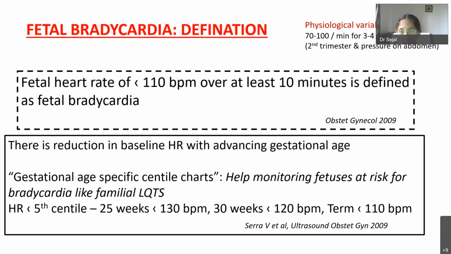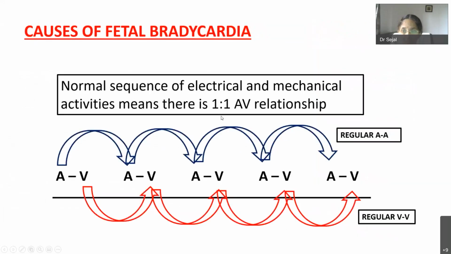So in the third trimester, any heart rate less than 110 beats per minute is abnormal, and this is what is fetal bradycardia. But remember that rates between 100 and 110 also cannot be considered completely acceptable anytime in gestation.